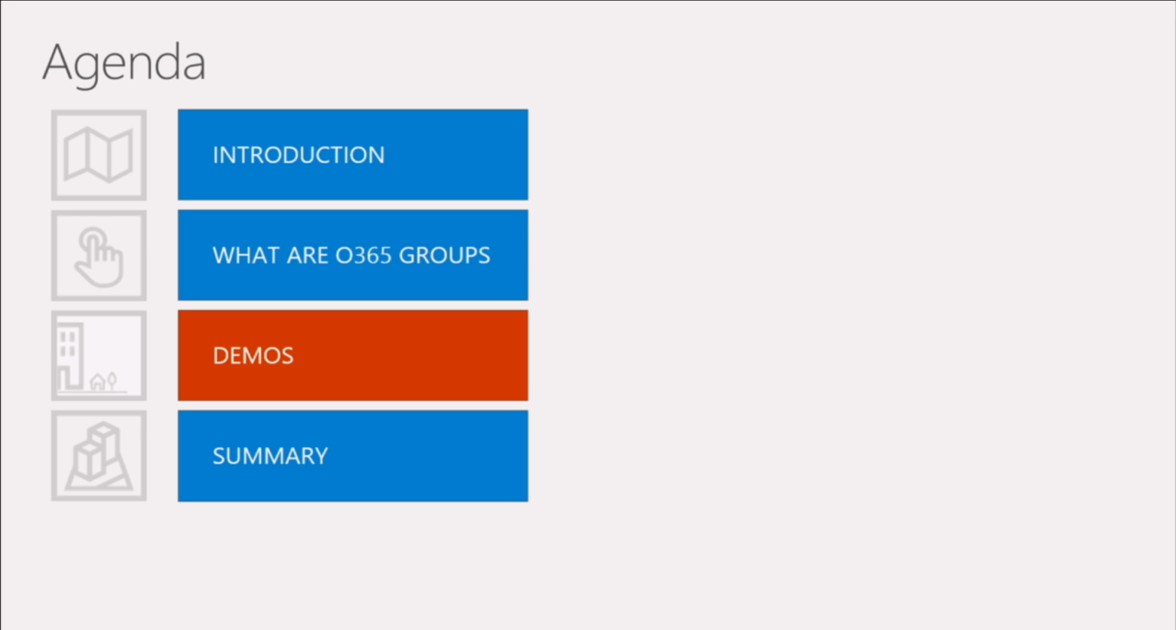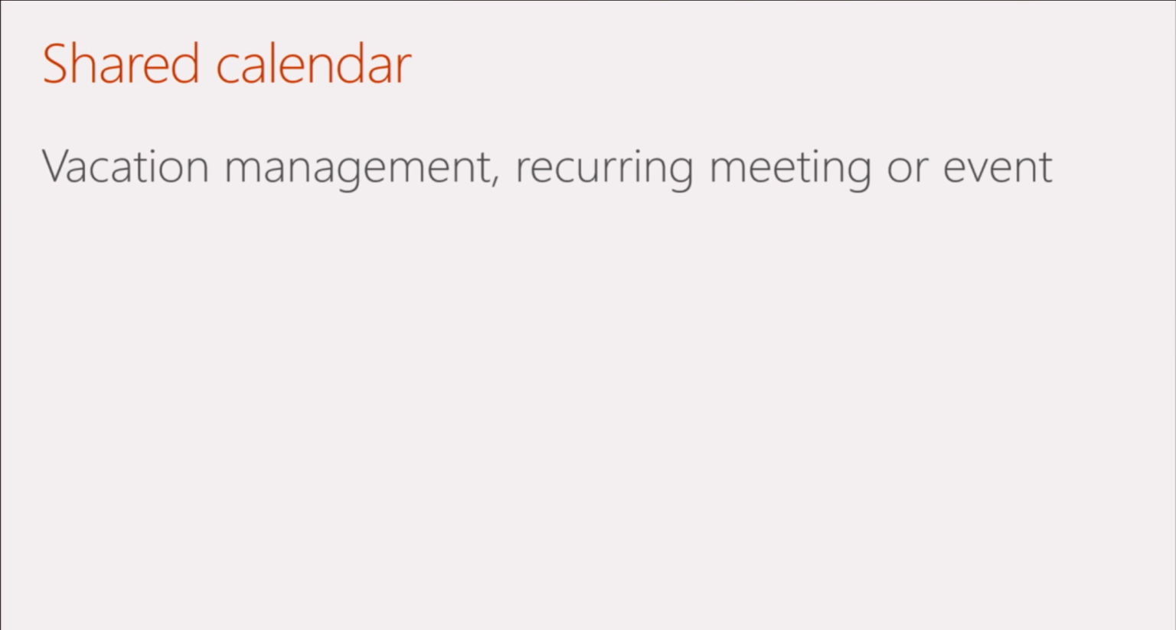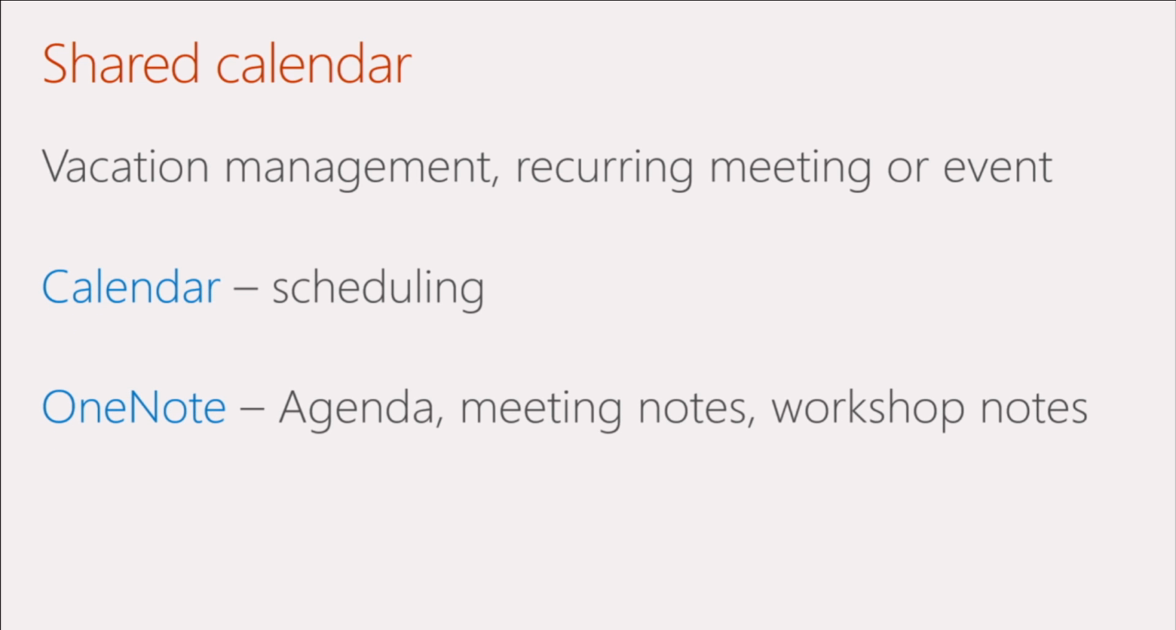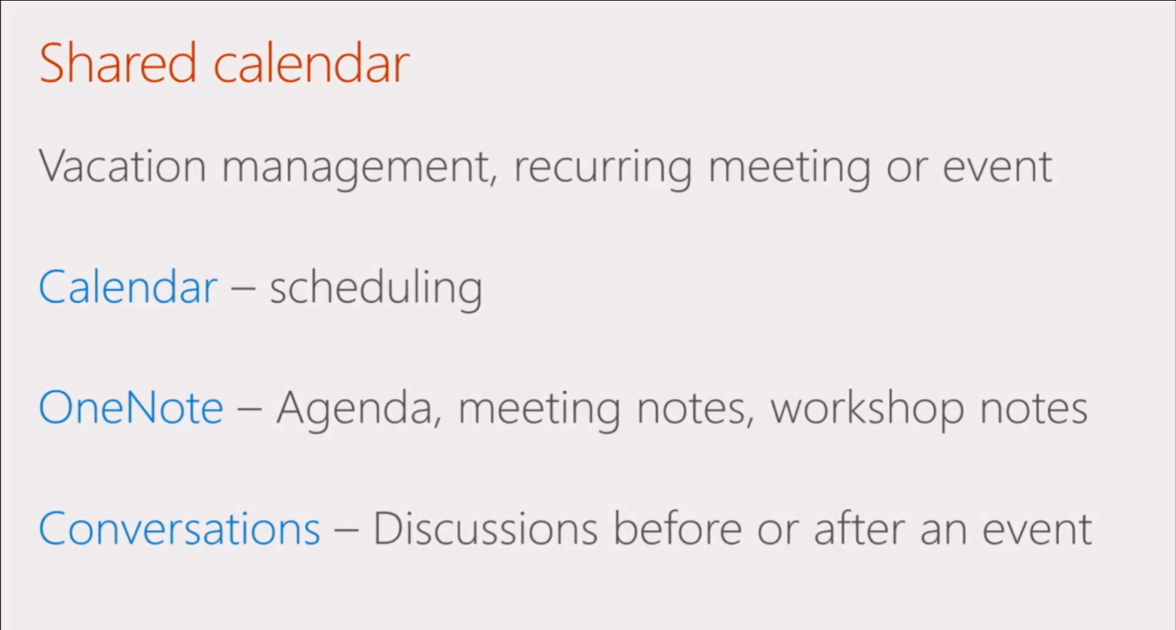So my first scenario, which I call the calendar. This is where you have an event, you can have a recurring meeting, whatever, so that the time and date is sort of at the epicenter. That means you can use a calendar for scheduling, OneNote to keep your agenda, or if you want to have a list, you can do that as well. Do workshop notes, meeting notes, etc. And then you can have conversations about this event before and after. So my demo is something called Puzzle Friday.